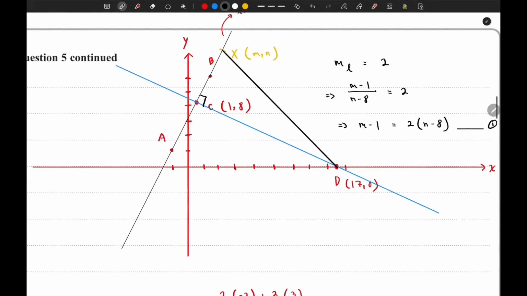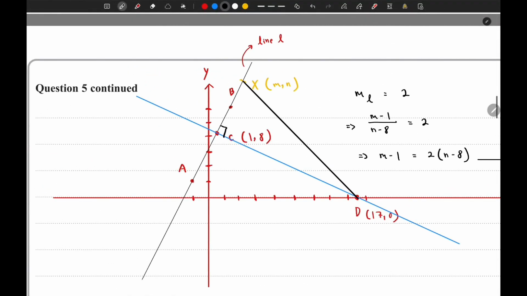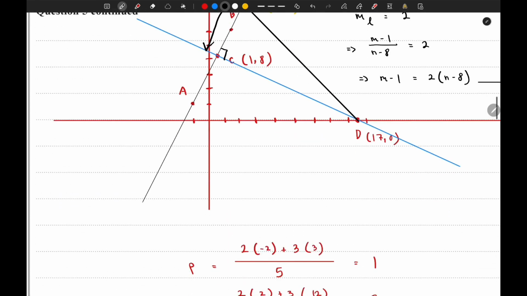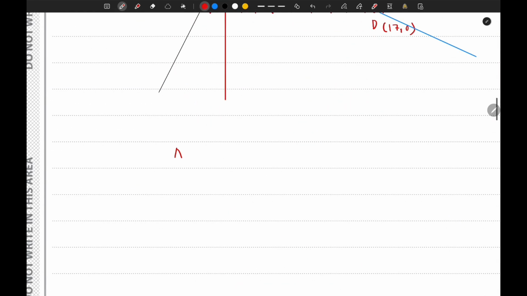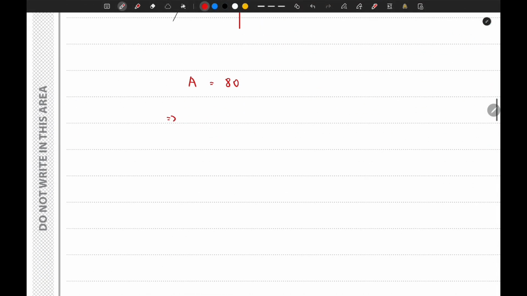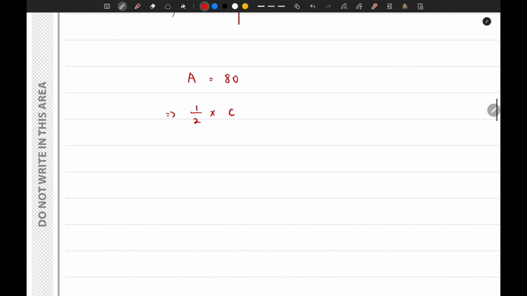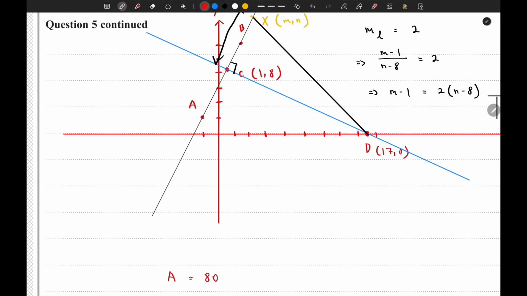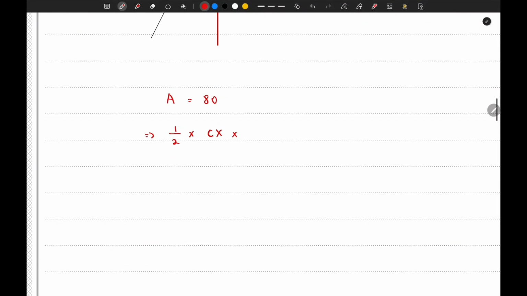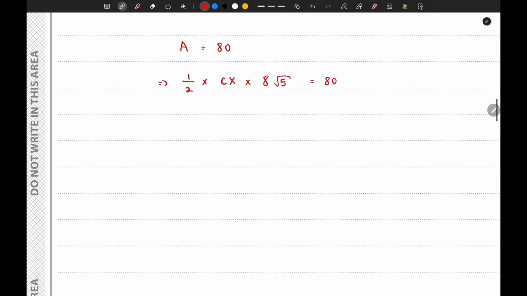Now let's find out the second equation. We know the length of DC. Now we just need this length. In order to find out this length, we know that the area is 80 units squared, and the area can also be written as half times base times height. The base of the triangle is CX and the height of the triangle is DC. We have found the length DC, or CD as you may call it, as 8 root 5. So from this equation, we can find out the length of CX. So the length of CX is 4 root 5.